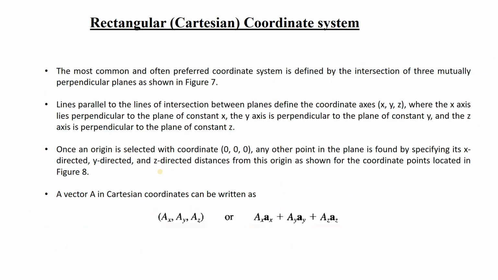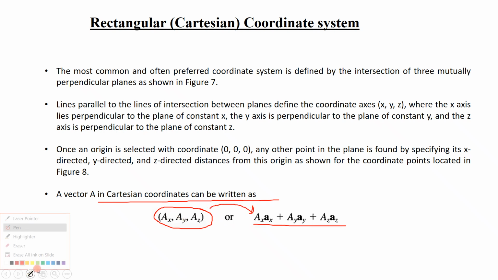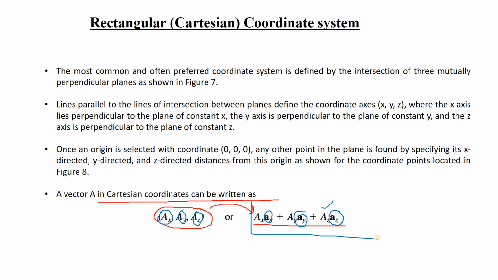If you see this particular slide, wait once again. Here, a vector A in Cartesian coordinate system is written like this. This is nothing but the scalar part, and whenever you convert it into a vector, with every corresponding coordinate one unit vector is associated. Here also we have az, but here we are multiplying with small az, that means the unit vector. That means this is a vector. So a vector is always represented in this way.